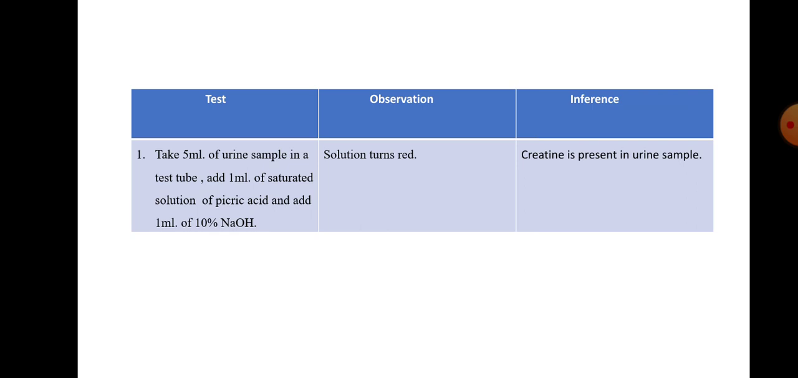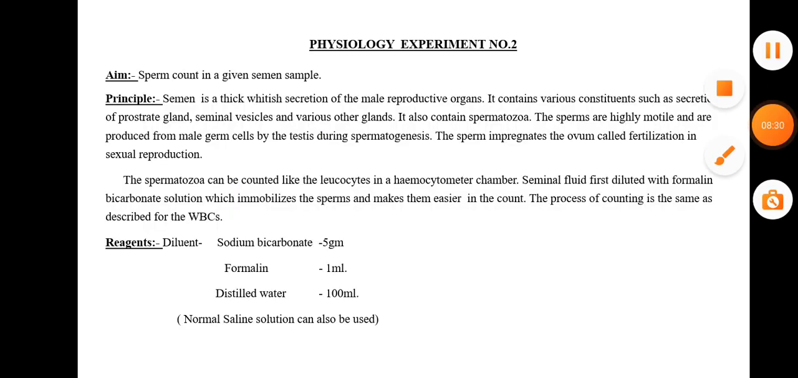Then the test for creatine. Take 5 ml of urine sample in a test tube, add 1 ml of saturated solution of picric acid and to it add 1 ml of 10% NaOH. The solution will turn red in color, showing that creatine is present in the urine sample. So these are some of the tests for detecting urea, sugar, albumin and creatine in the urine sample.